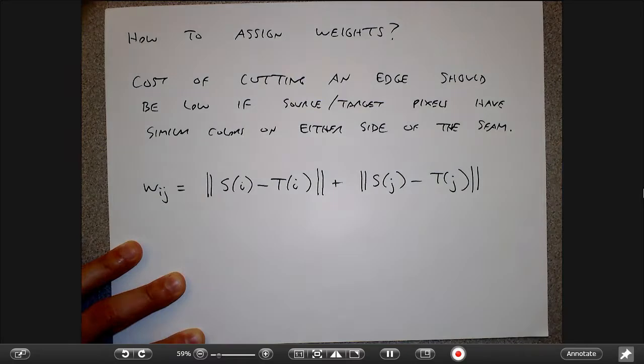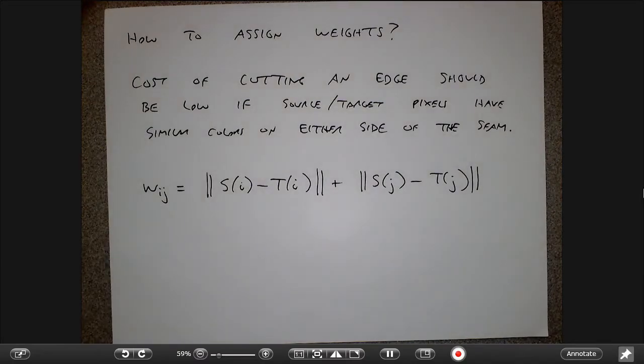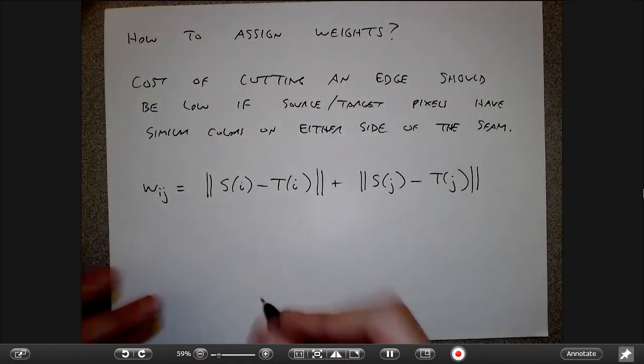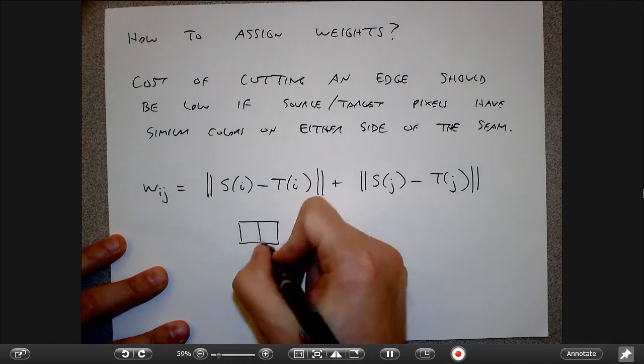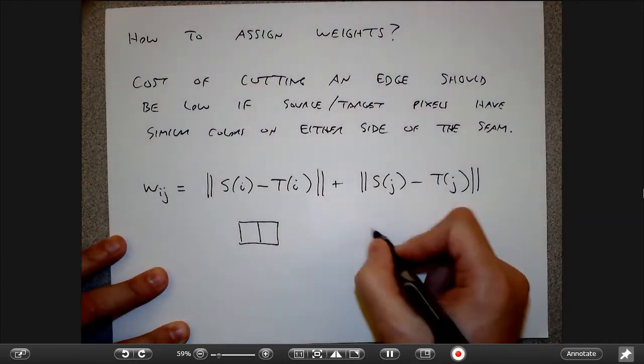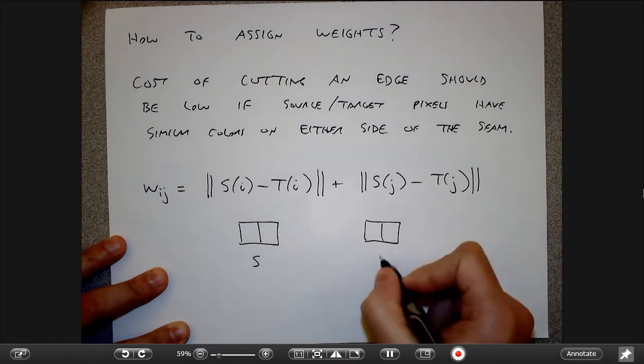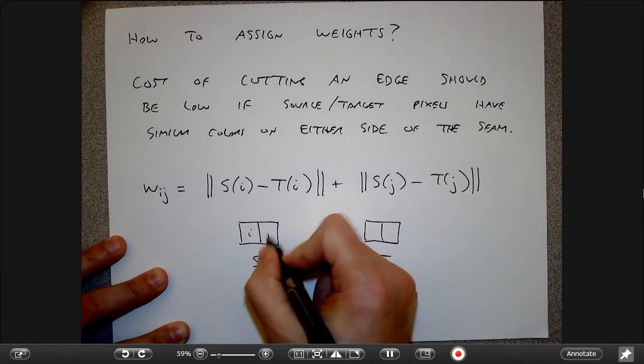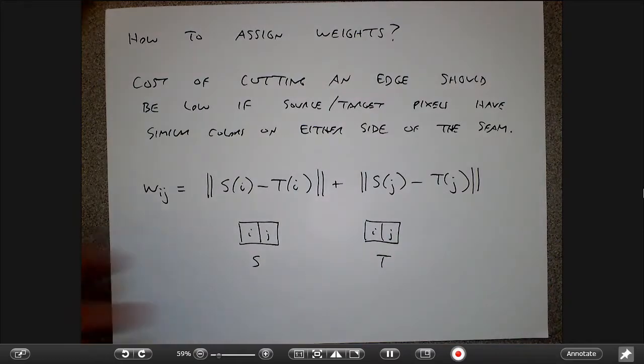So this is a very simple way to do it, where I am basically saying, okay, pixels i and j are on either side of a hypothetical boundary, right? And what I'm saying is that in both the source and the target, I want these 1 by 2 blocks of pixels to be pretty similar. And that way, if I draw a line between i and j here, I'm not really introducing a lot of energy, right?